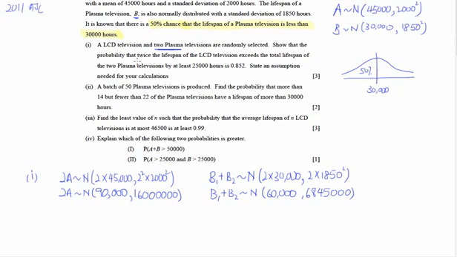What they want is the probability. Okay, let me highlight to show you what's going on. So the probability that twice the lifespan of the LCD exceeds the total lifespan of 2 plasma by at least 25,000 hours. Okay, what this means is really we are trying to find the probability that 2A is more than B1 plus B2, in other words, 2A minus B1 plus B2. Okay, and this difference has to be by at least, which means inclusive, right? So by more than 25,000 hours.